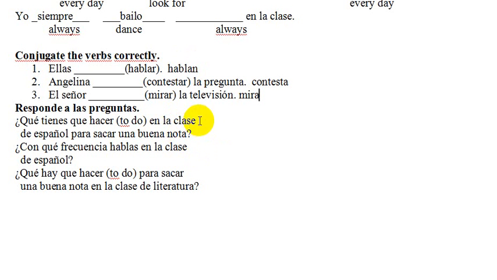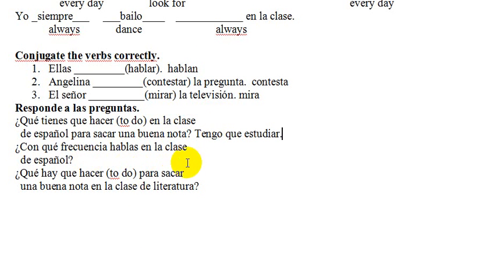The questions? The first one's asking, what do you have to do in the Spanish class to get a good grade? So there are definitely more than possible answers. Let's just say I have to study. Tengo que estudiar.